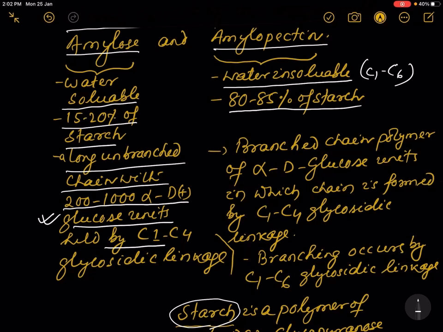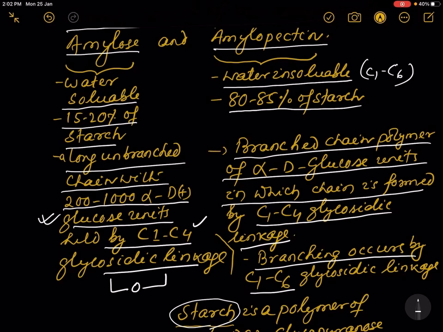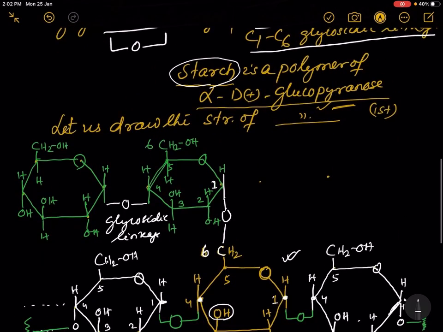You know glycosidic linkage is drawn like this. Amylopectin is a branched chain polymer of alpha D glucose units in which the chain is formed by C1 C4 glycosidic linkage. Branching occurs by C1 C6 glycosidic linkage as shown in the diagram below. This is number 1 position and this is number 6 position. Between number 1 and number 6 a glycosidic linkage is there.